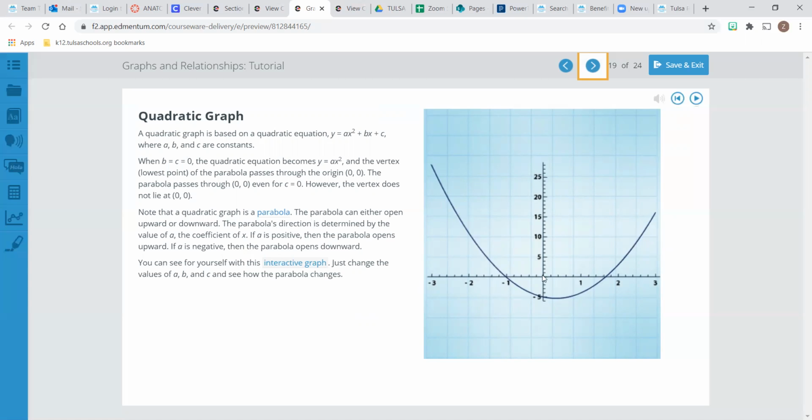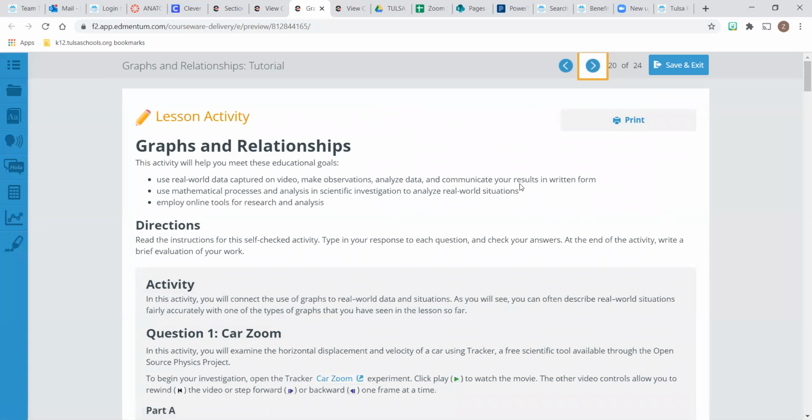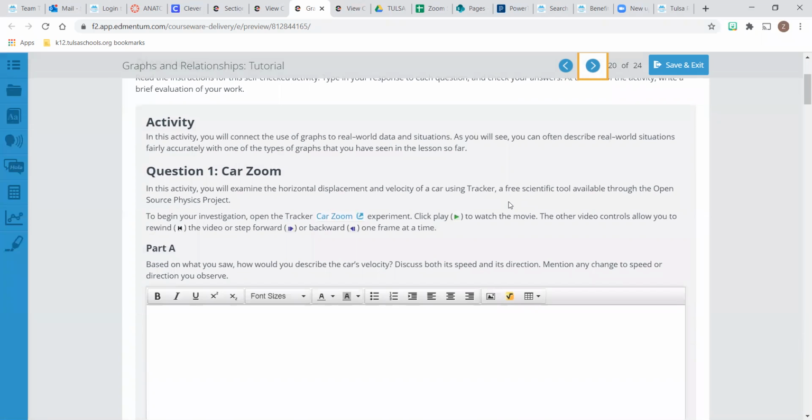So this point would be here if b and c were not in the equation. And it can either open up or down based on the value of a. If it's positive, it opens up. If it's negative, it would curve downward. And you can open up the interactive graph and see what happens. I think that's a good way to learn about this, is just to mess around with equations.